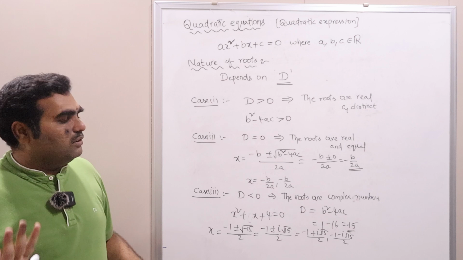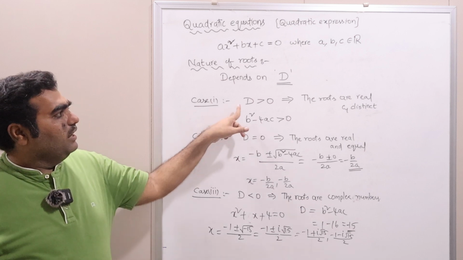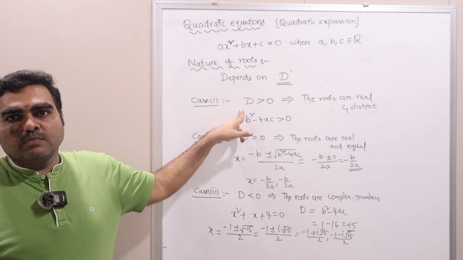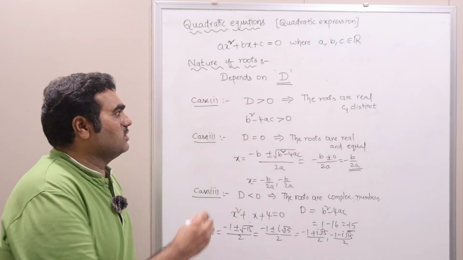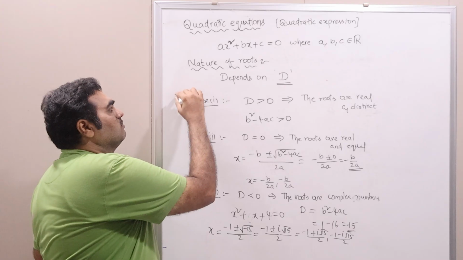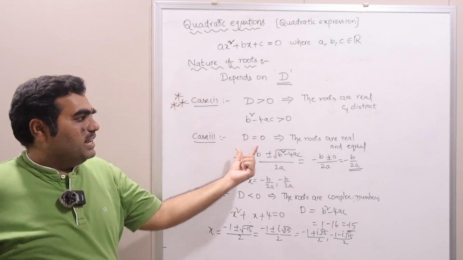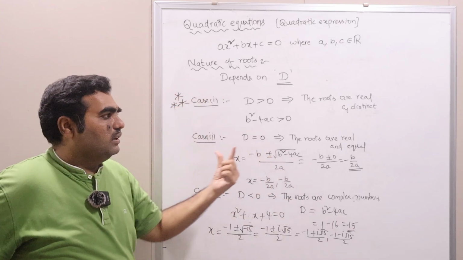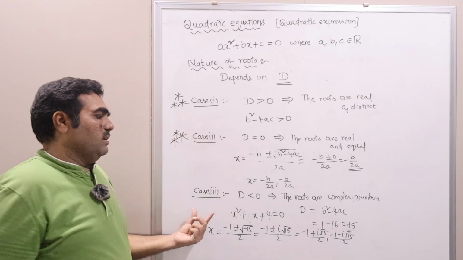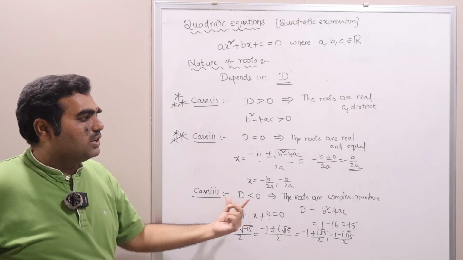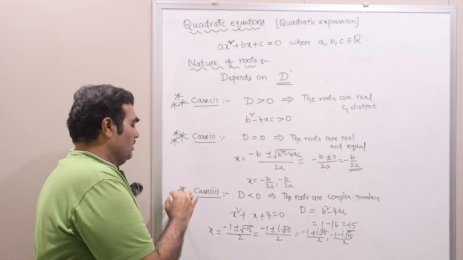So this is very important. To summarize, D affects the nature of the roots. If D is greater than 0, roots are real and distinct. Very important. If D is equal to 0, roots are real and equal. If D is less than 0, roots are complex numbers.